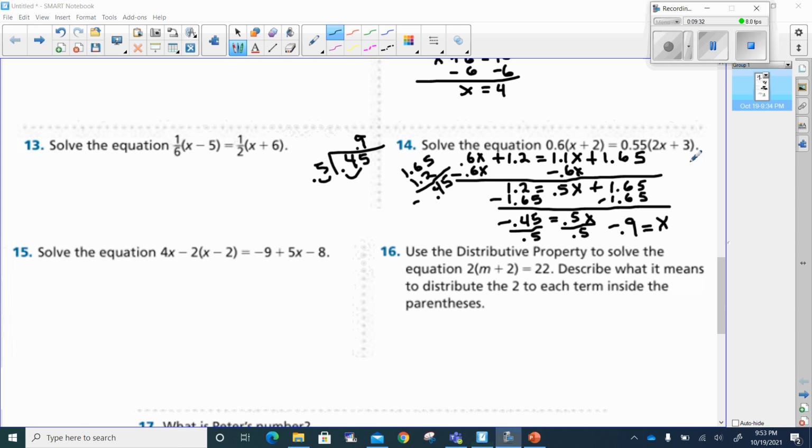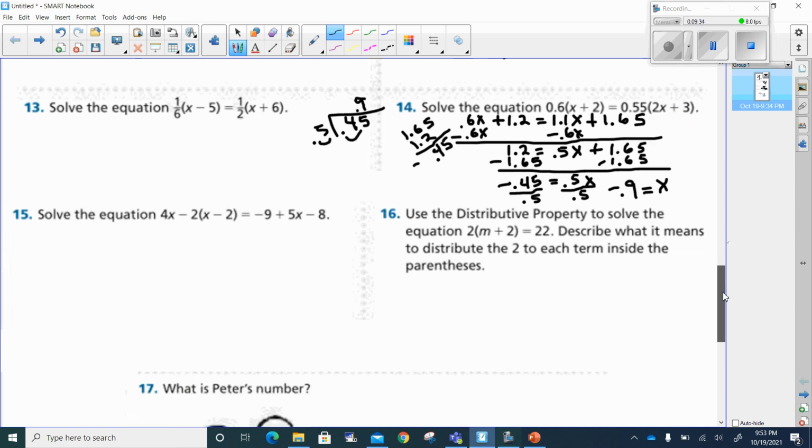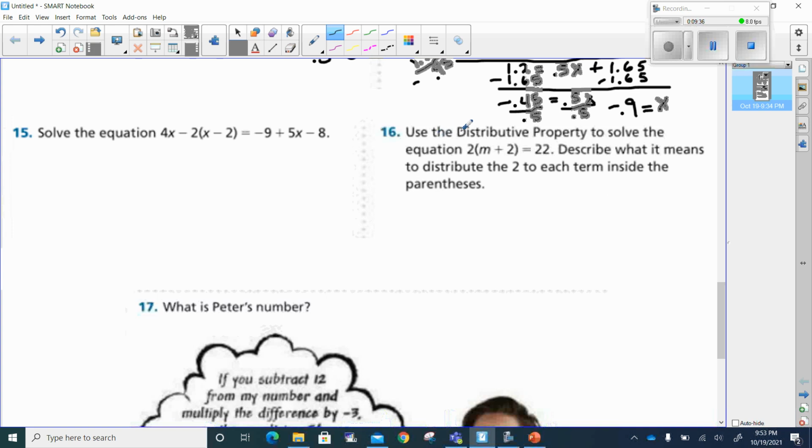All right, let's continue on with number 16. It uses the distributive property to solve the equation 2(m plus 2) equals 22. Describe what it means to distribute the 2 to each term. Well, it says we're going to solve this first. So 2 times m is 2m. 2 times 2 is 4, so that'd be plus 4. That equals 22.